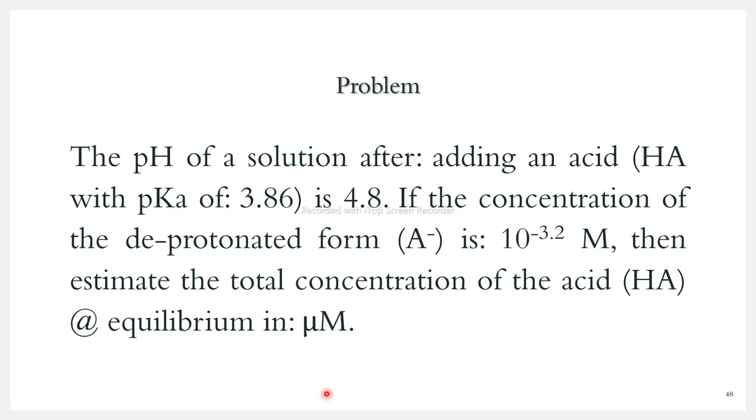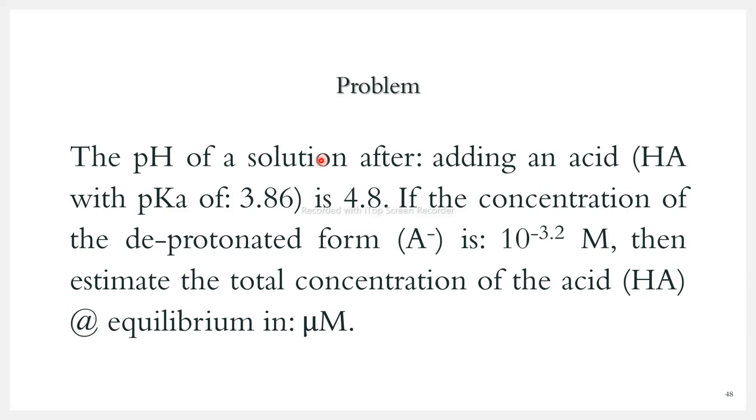It is based on pH. The pH of a solution after adding an acid is 4.8. Neutral pH is 7. It can vary from 1 to 14. If you add acid, it will be less than 7. If you add base or alkali, it will be more than 7. So it is less than 7, it is 4.8.